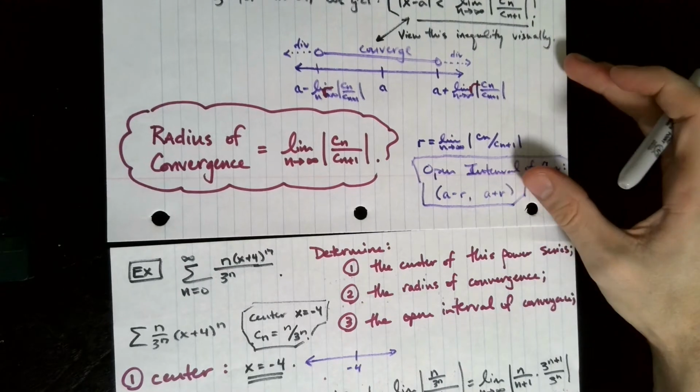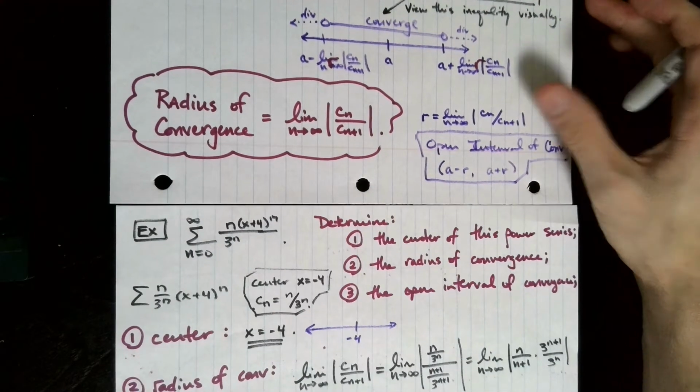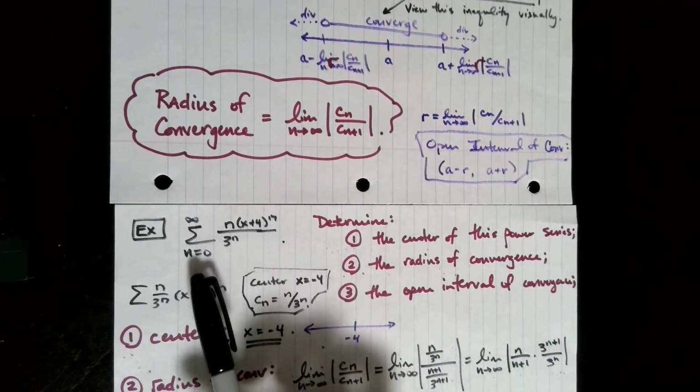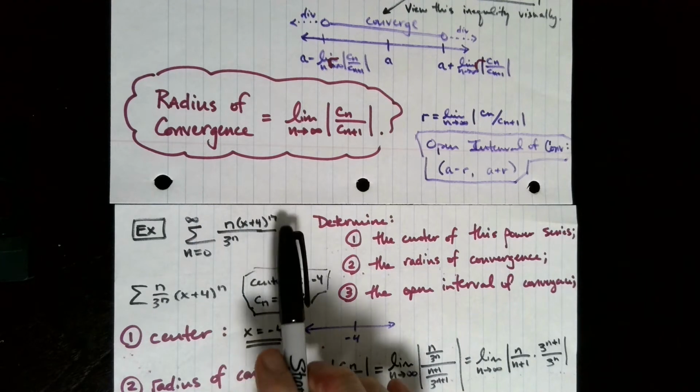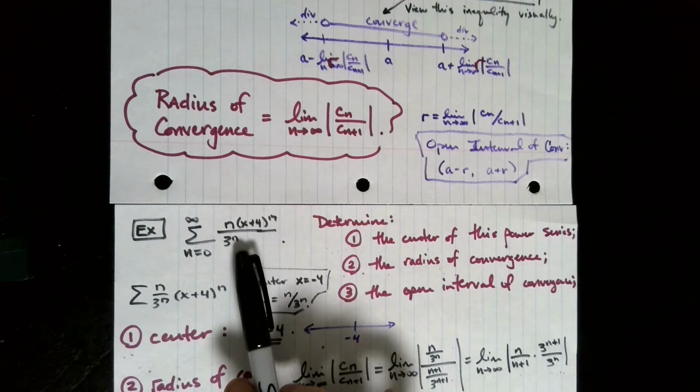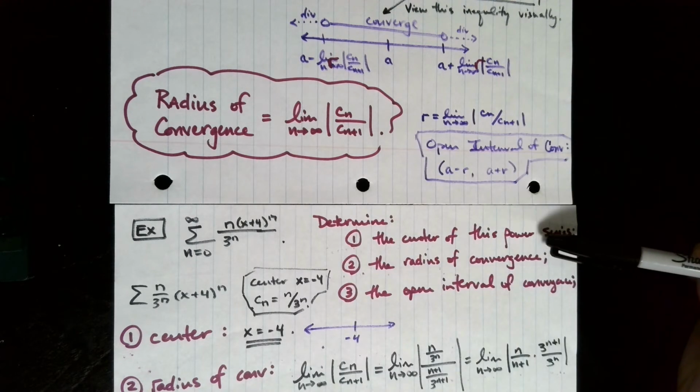So here is a power series. It's the sum from n equals 0 to infinity of n times (x plus 4) to the n over 3 to the n. We're going to determine a few things. We want to determine the center of this power series. We want to determine the radius of convergence of this power series. We want to determine the open interval of convergence for this power series.